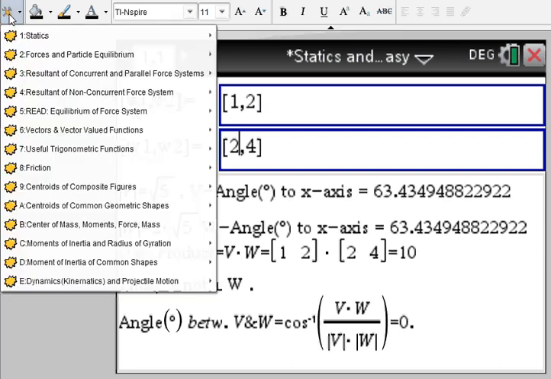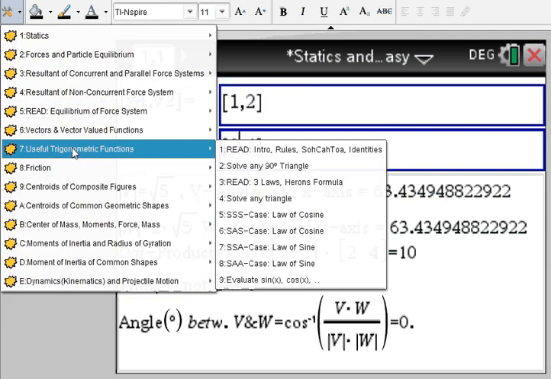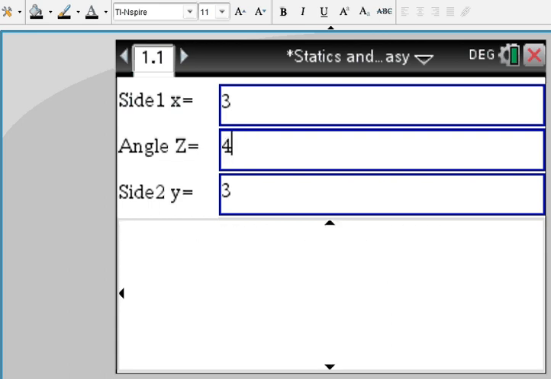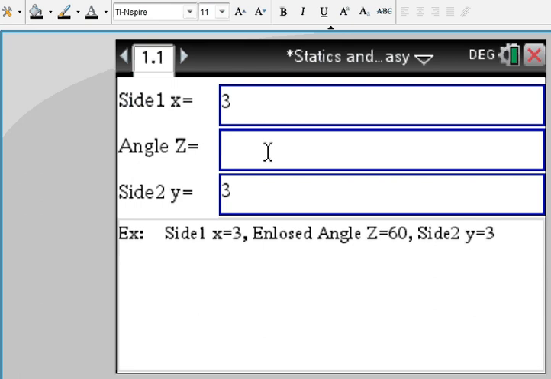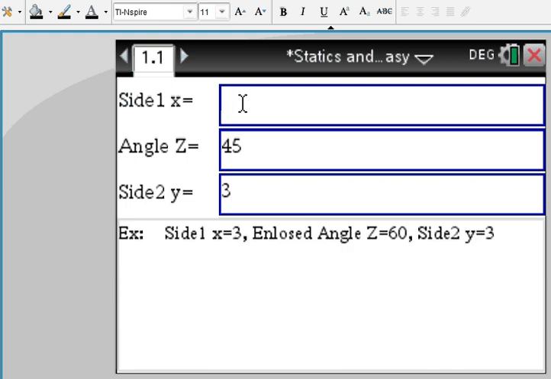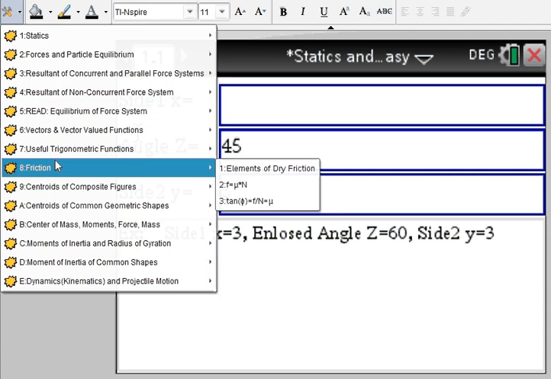All right, let me show you some more. Trigonometric functions, in particular SAS, is important, where two sides and an angle are given. Same as before, we just enter our values here. Okay, I'm going to make it smaller, it's a little bit large, but no worries. By the time you use it, it's going to work.